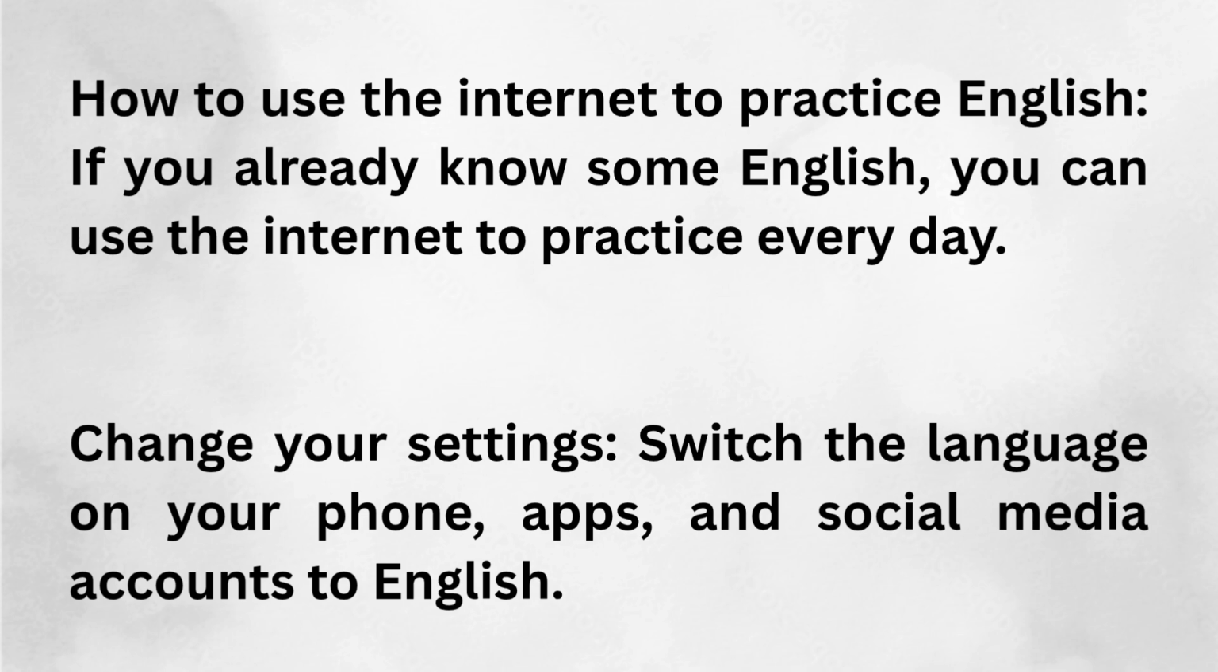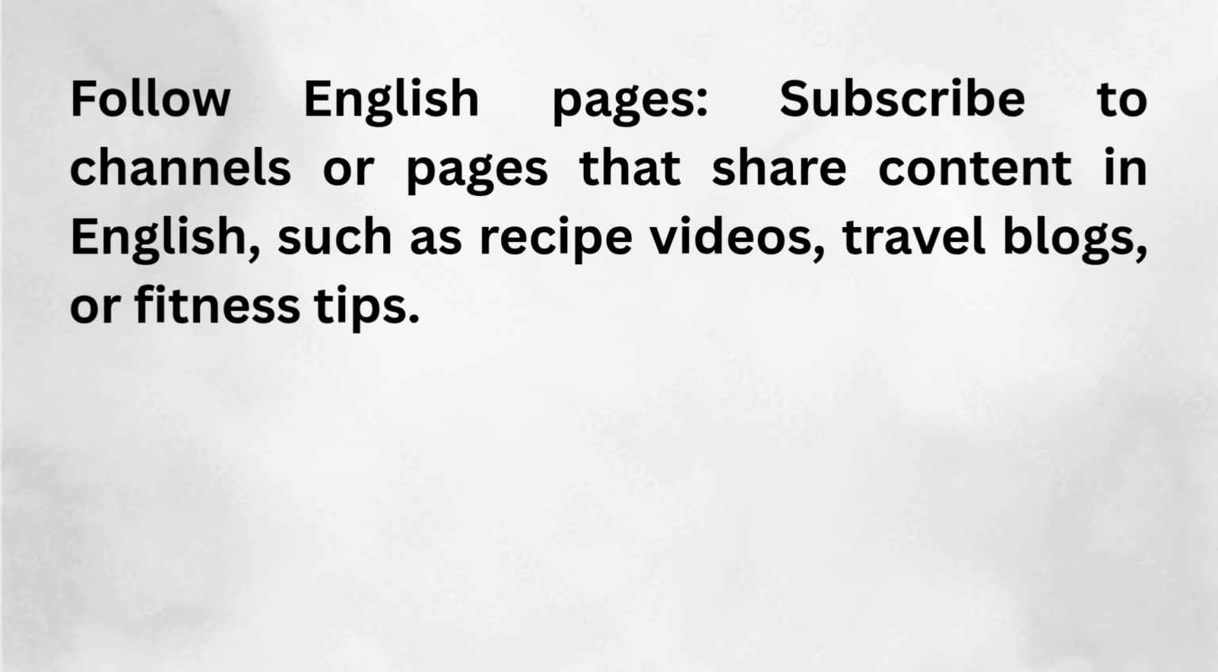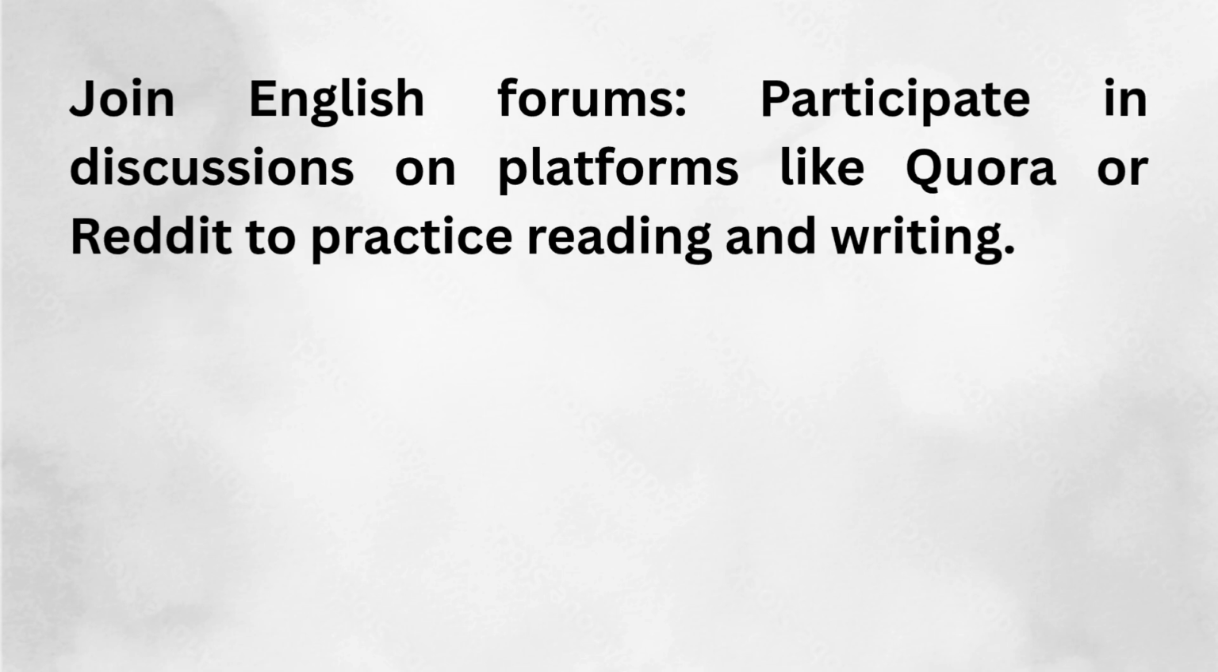How to use the internet to practice English. If you already know some English, you can use the internet to practice every day. Change your settings. Switch the language on your phone, apps, and social media accounts to English. Follow English pages. Subscribe to channels or pages that share content in English, such as recipe videos, travel blogs, or fitness tips. Join English forums. Participate in discussions on platforms like Quora or Reddit to practice reading and writing.